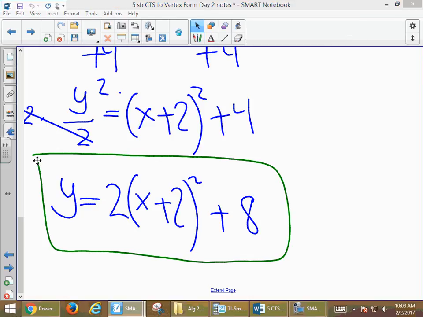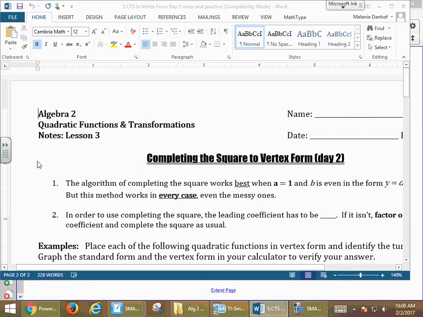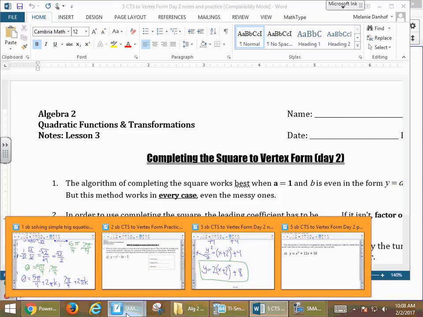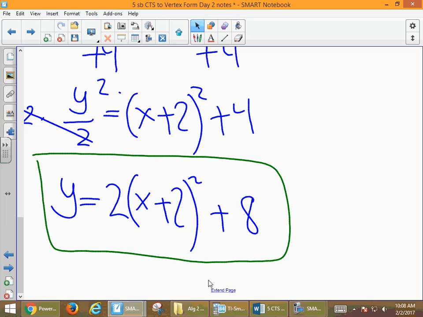And now, if you remember, the reason we want our vertex form is because we can find the turning point or the vertex very easily from our vertex form. So what is our turning point going to be for this quadratic?